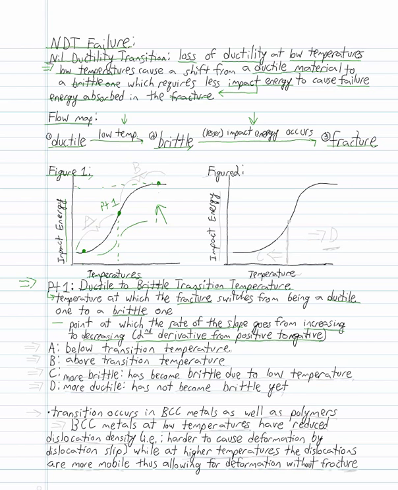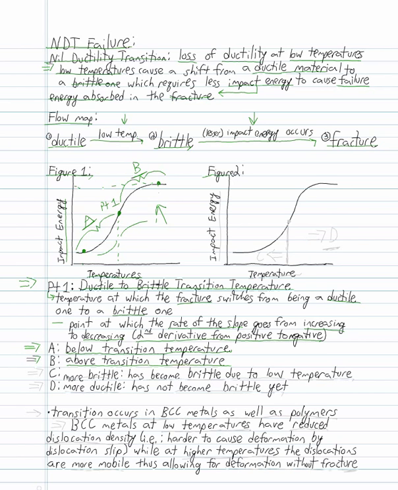We can then go ahead and label this side of the curve as A and this side as B. A then, looking down here, is going to be below the transition temperature, while B is going to be above the transition temperature. So anything on side A is going to have a temperature that's below, while anything on side B is going to have a temperature that's above.